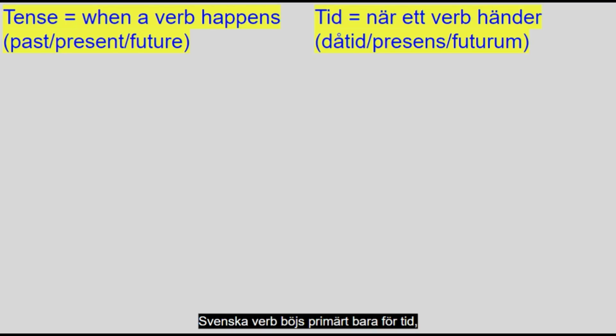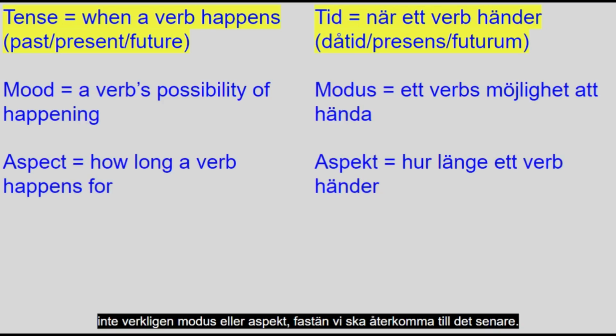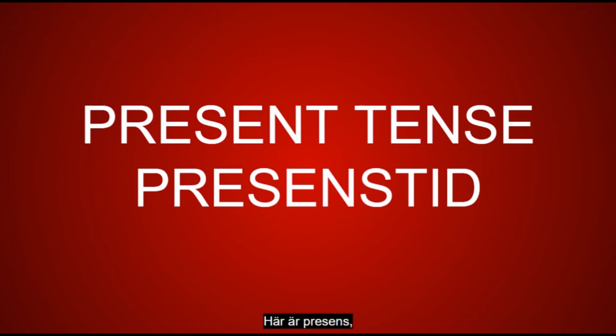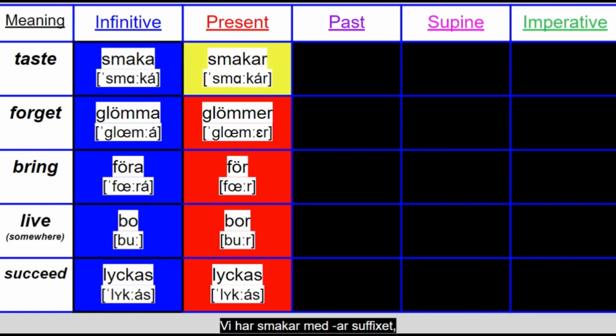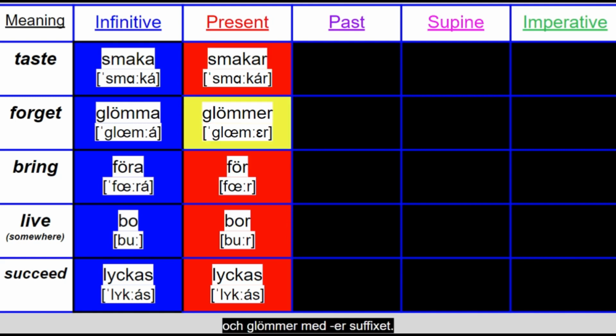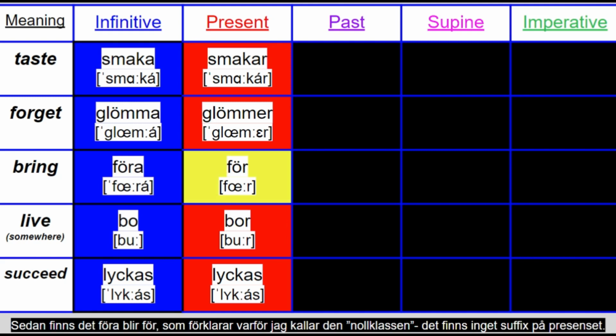Swedish verbs are primarily only inflected for tense, not really mood or aspect, although we'll get back to that later. Here's the present tense, which kind of explained itself in the class names. We have smakar with the ar ending and glömmer with the er ending. Then there's föra becoming för, which explains why I'm calling it the zero class. There's no suffix in the present tense.